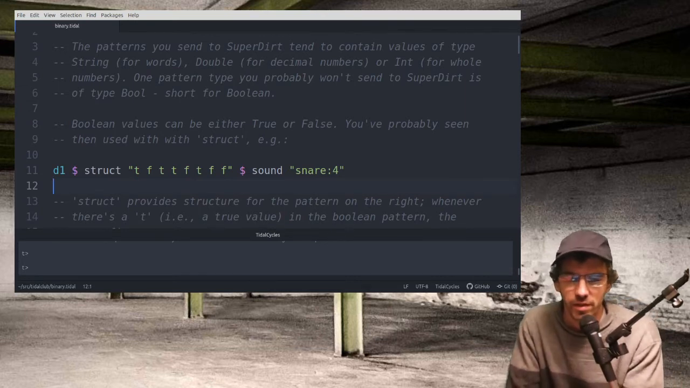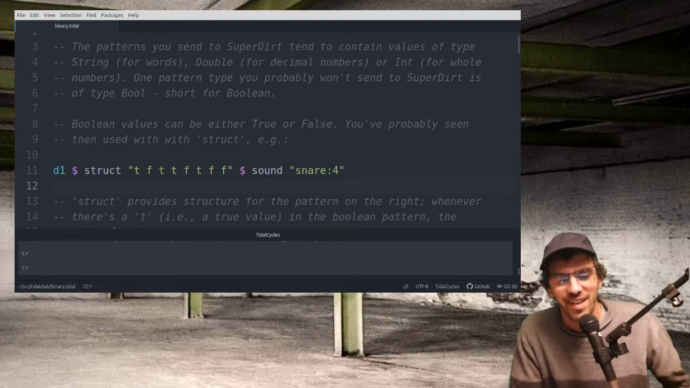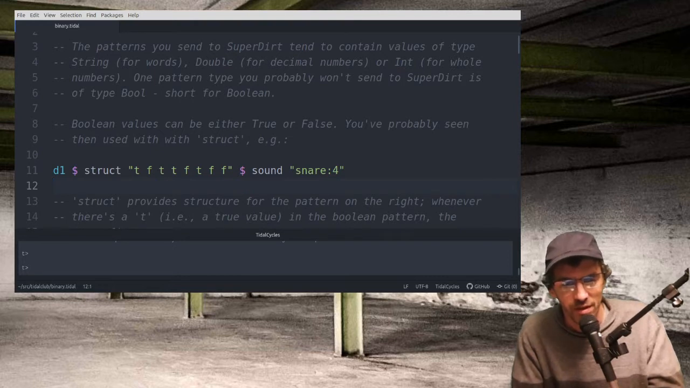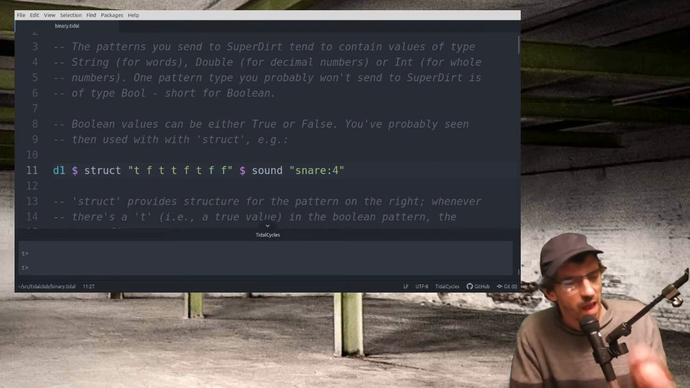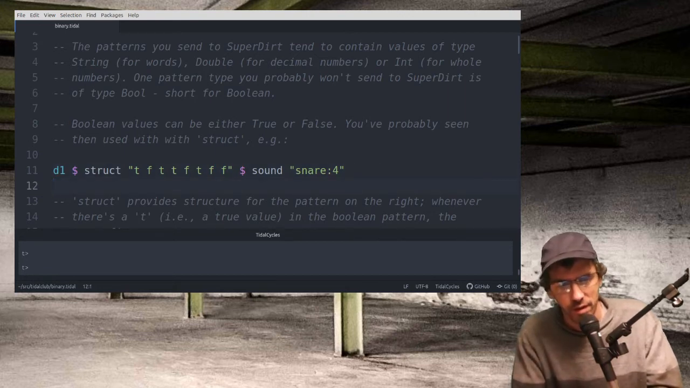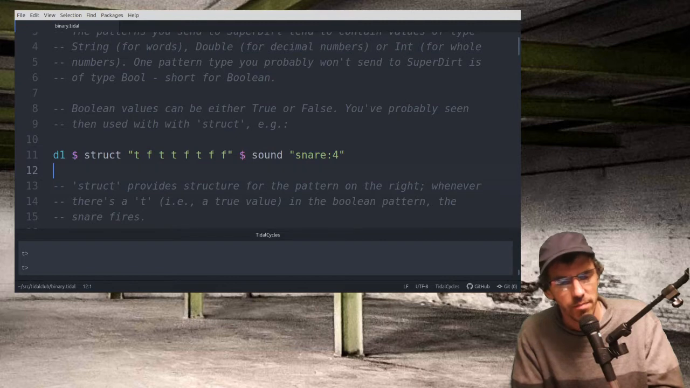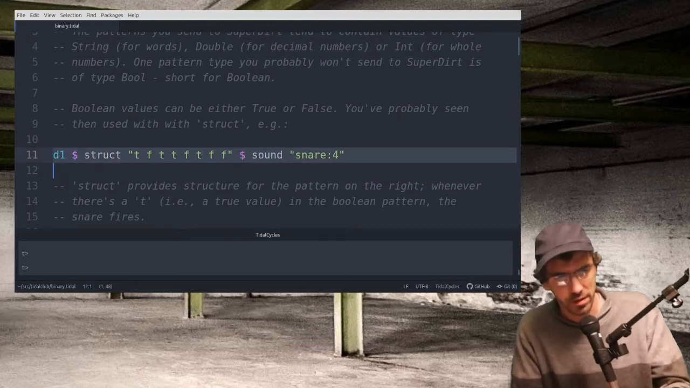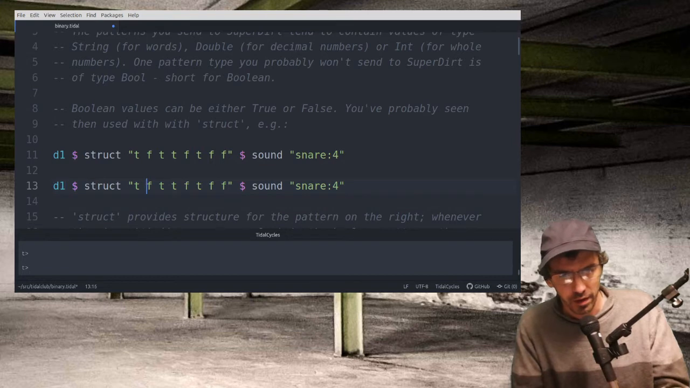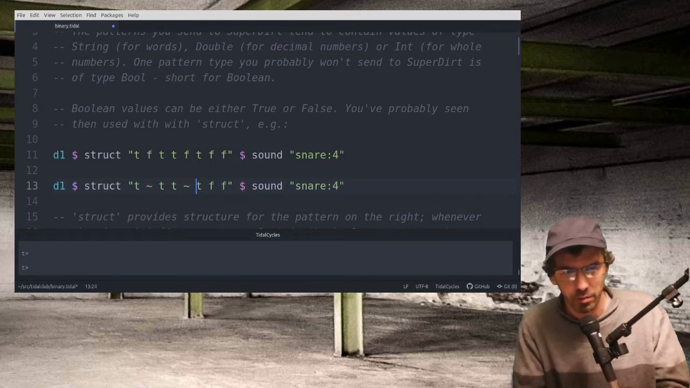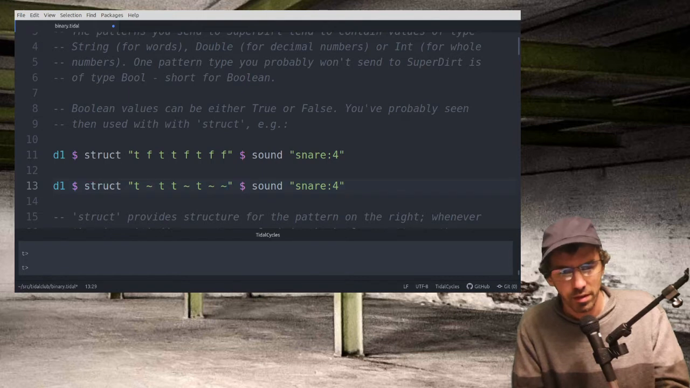And whenever there's a t value, i.e. a true value, the snare will sound. So there should be 1, 2, 3, 4 per cycle. So straight away you might wonder what's the point of the false ones, because you can't hear them. And indeed, it would sound the same if I replaced these with rests. So what's the point?